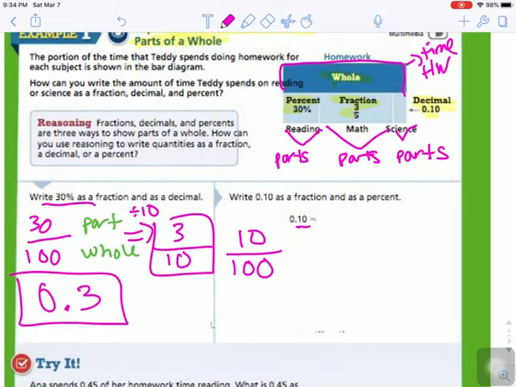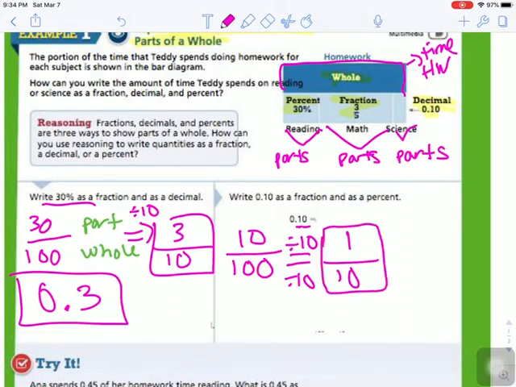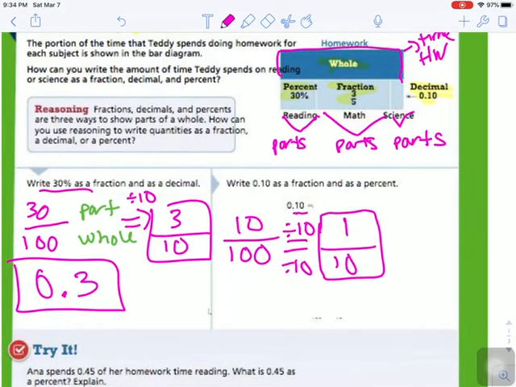And then I can go ahead and simplify this. So I can divide by 10 on the top and the bottom. 10 divided by 10 is 1, and 100 divided by 10 is 10. So 1/10. And if we want to write it as a percent, some of you might already know how to write it as a percent just by looking at this fraction. So if we have this fraction, we have our whole, our 100. So we can just take that 10 and say our percent is 10%.